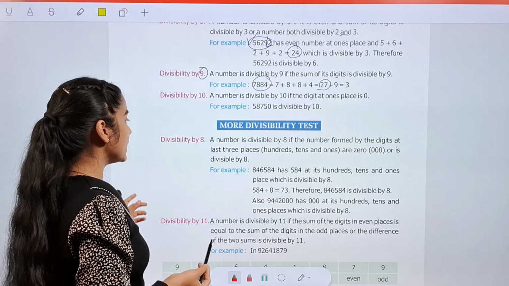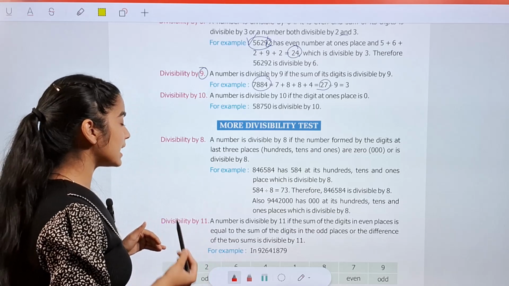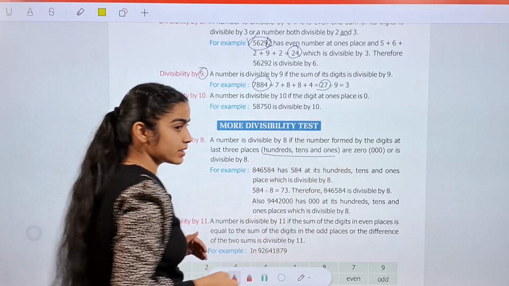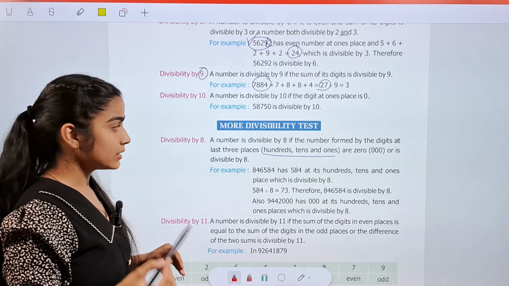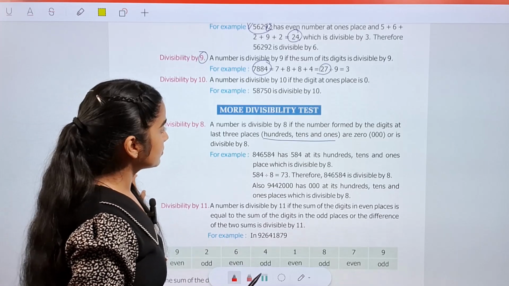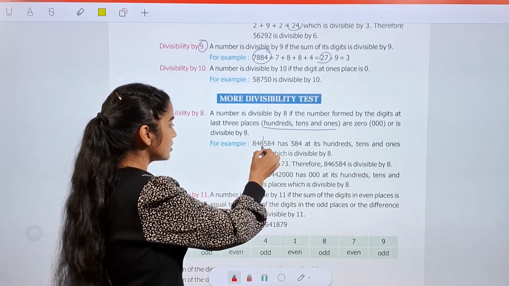Divisibility test by 8. A number is divisible by 8 if the number formed by the digits at the last three places, hundreds, tens and ones, is divisible by 8. So what you have to do is consider the last three digits.